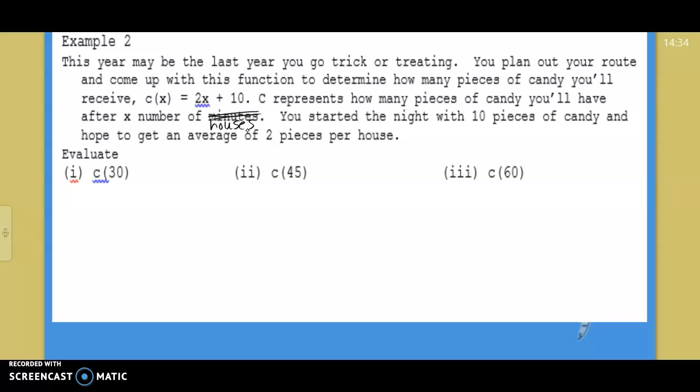So this year might be your last year to go trick-or-treating. You go out and plan your route. You come up with this function to determine how many pieces of candy you receive, because obviously you want to try to get as much as you possibly can. So you come up with C of X equaling 2X plus 10.